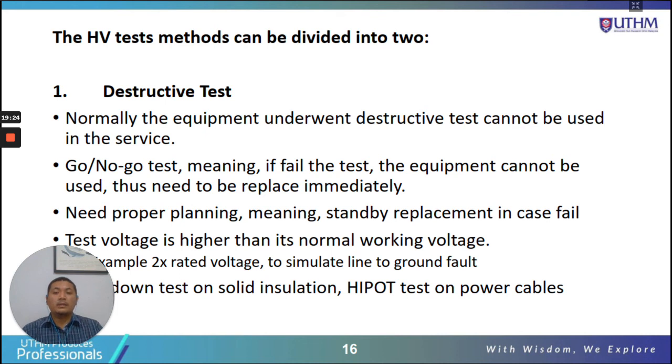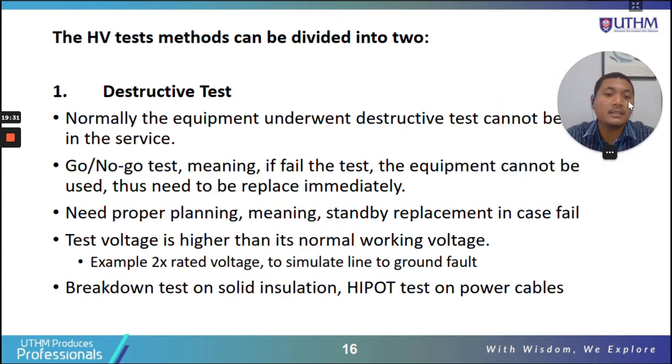And then usually in a destructive test, the test voltage is higher than the normal working voltage, for example 2 times rated voltage, 2 pu of the rated voltage. Why? We want to simulate a line to ground fault. That's why we inject voltage higher than the normal operating voltage.